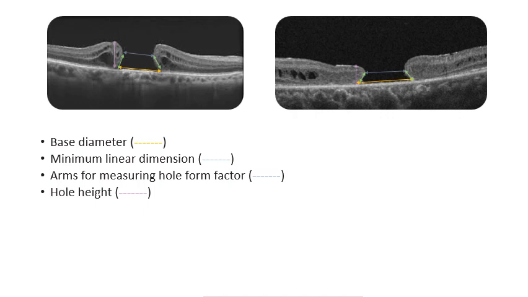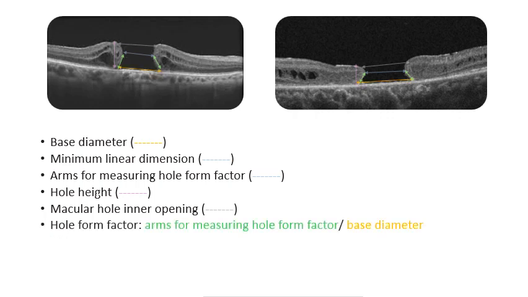There is the hole height, which represents the vertical height of the edges of the macular hole. There is the macular hole inner opening, representing the width of the macular hole at the vitreomacular interface. And then we have some indices, including the hole form factor, which is the result of dividing the arms for measuring the hole form factor over the base diameter.